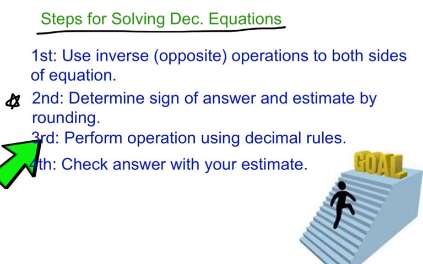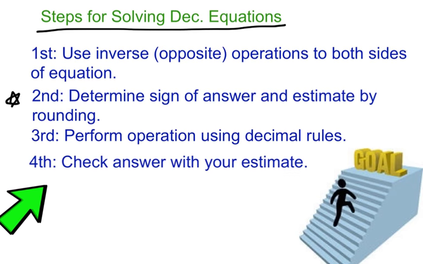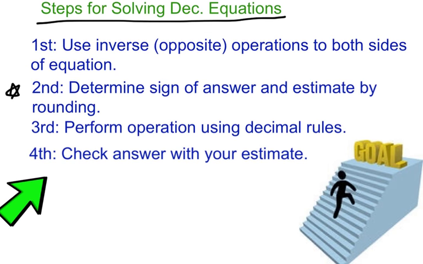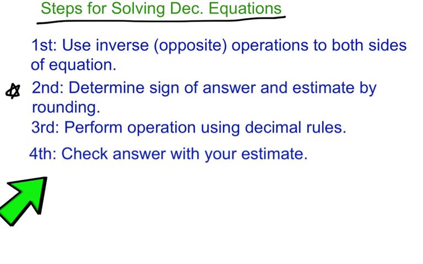All right, remember I said the second step was really important? Well, it's also equally important that you check your answer with that estimate. So you got to go back and make sure it makes sense. All right, and those are your 4 steps. So what we're going to do now is solve an example using each of these steps, and I'm going to label them so you can see it.